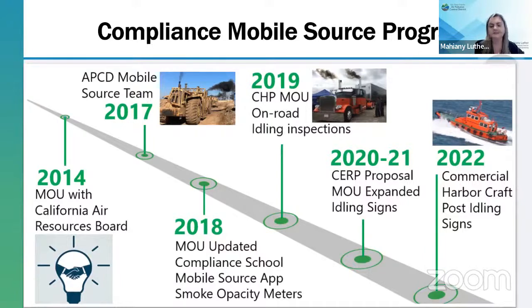In fact, last December, the district amended the MOU with CARB to gain authority to enforce commercial harbor craft regulations. Harbor craft, which include fishing and excursion vessels, ferries, and other vessels, are in the top 3 emitting categories at seaports. Next slide, please.